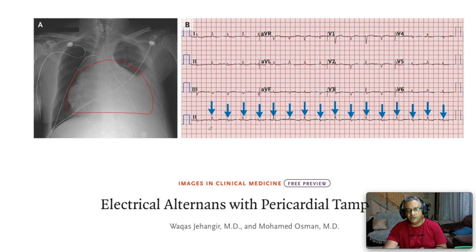And this is the phenomenon of electrical alternans. We see alternating strong and weak beats. So this is weak, this is strong, this is weak, this is strong, based on the size of the QRS. In general, all the QRS complexes are smaller than you would expect, but you have the alternating strong and weak beats because that beautiful ventricular myocardium is beating to and fro in this whole mass of pericardial fluid. So strong, weak, strong, weak.